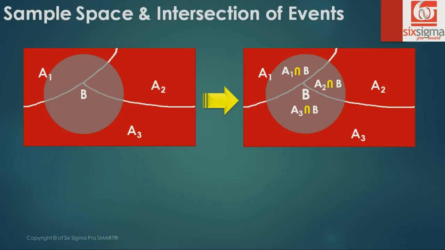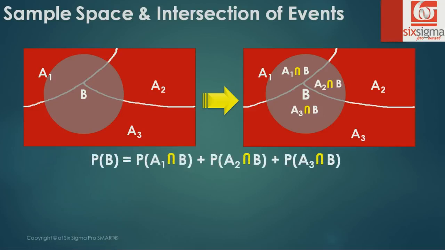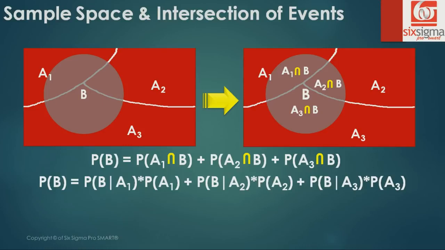But wait a second, if we add all these common portions, won't we arrive at B? Exactly. So the probability of B is nothing but the probability of A1 intersection B plus A2 intersection B plus A3 intersection B. Now if you made a note of what we obtained in equation 1 on the previous slide, A1 intersection B can be written in this form, and so is the case with A2 and A3. So the probability of B can be written in this combination.